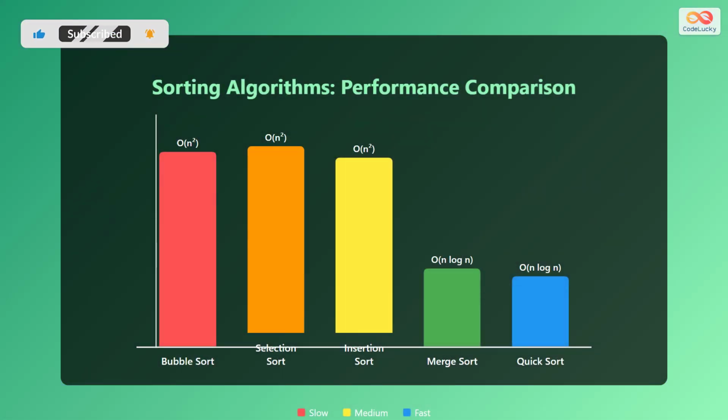Here is a visual representation of the performance of the sorting algorithms that we have discussed. Bubble sort, selection sort, and insertion sort all have a time complexity of O(n²). Merge sort and quick sort have a time complexity of O(n log n), making them more efficient for larger datasets.